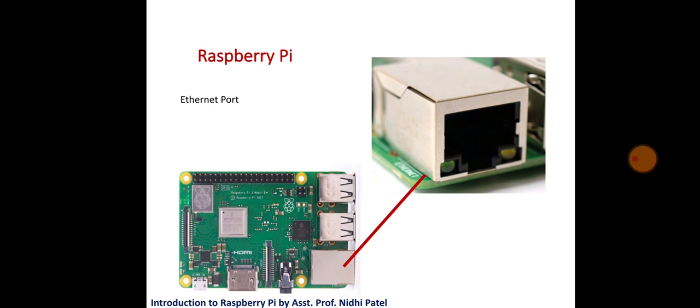Next to the USB port is the Ethernet port. If you want to connect your Raspberry Pi to a wired computer network, that is possible through this Ethernet port. All you require is a cable with a RJ45 connector which goes into this Ethernet port, and then your Raspberry Pi is ready to connect with the computer network.